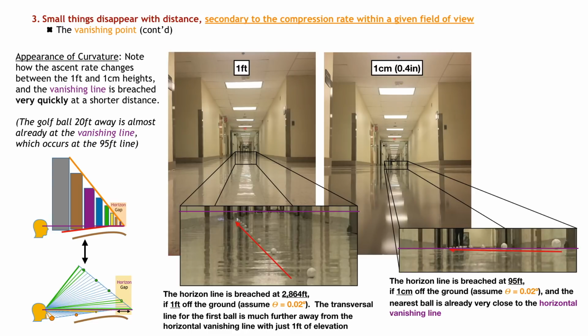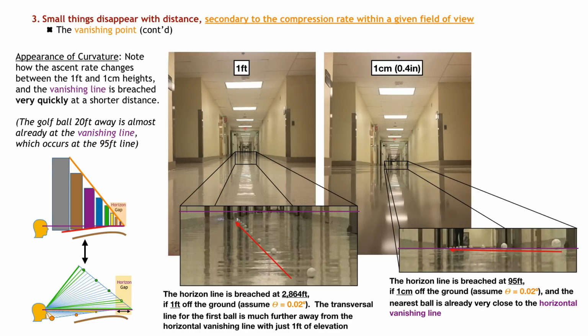So here are some other issues that have come up with these pictures and photographs, where one could derive the appearance of curvature, an apparent curvature. But again, it's not curvature, it's just how your vision works. So note how the ascent rate changes between the 1 foot and the 1 centimeter heights. Again, I'm just 1 foot off the floor for the left side, and I'm 1 centimeter off the floor for the right. Notice how that horizon line is breached very quickly at a shorter distance.